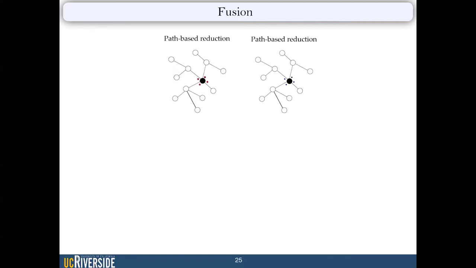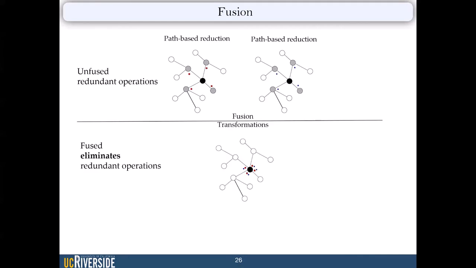Executing multiple rounds of path-based reductions sequentially results in redundant operations on edges and vertices. Consider two path-based reductions, the red one and the blue one. Naively, they can execute in sequence. However, the same operations would take only one round when fused together. Therefore, the fused version eliminates redundant operations. With that said, fusion is a set of rules that transform the specification to a single triplet by combining similar operations. We have formally proved that fusion transformation is semantics preserving.